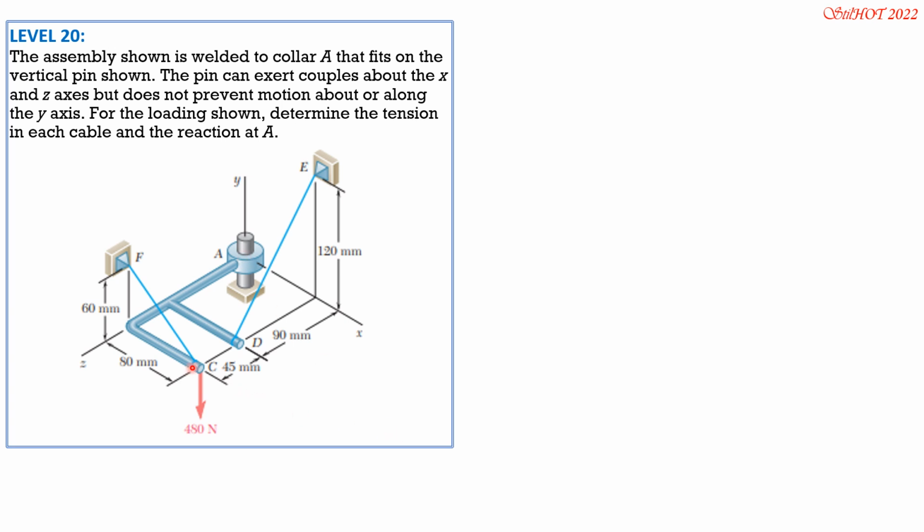So let's express first the tension in its cable in vector form. Tension CF is equal to magnitude of tension CF times negative 80i plus 60j over square root of 80 squared plus 60 squared. So tension CF in vector form is magnitude of tension CF times quantity negative 0.8i plus 0.6j.